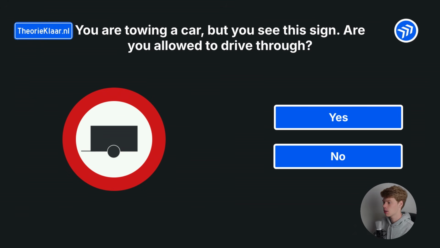You are towing a car, but you see this sign. Are you allowed to drive through? Well, having a towed car is considered having a trailer, and this sign indicates that it is prohibited for vehicles with trailers, so the right answer here is no.